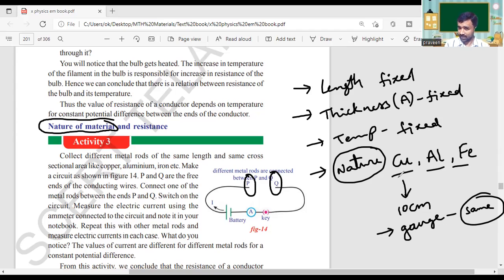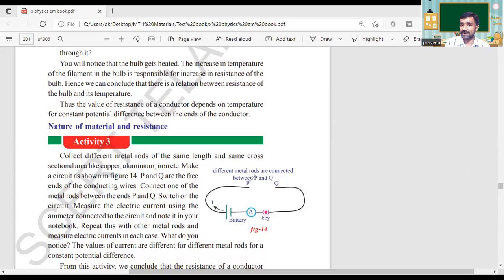Then collect each material for 10 centimeters. So copper 10 centimeters length, aluminum 10 centimeters length, iron also 10 centimeters length, having the same cross sectional area, right? So length fixed, area fixed, temperature fixed, and materials are different: copper, aluminum, iron. Then what to do here? Just by connecting it, you need to verify the amount of current passing through them.